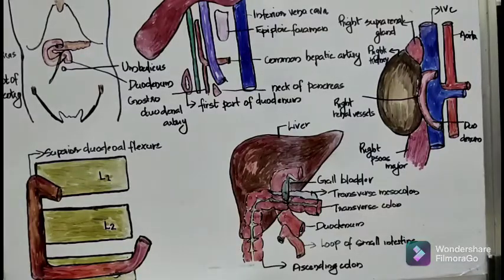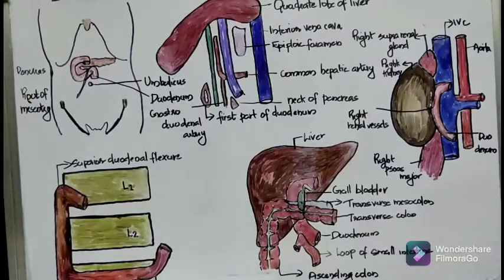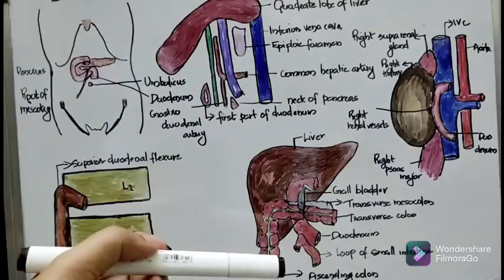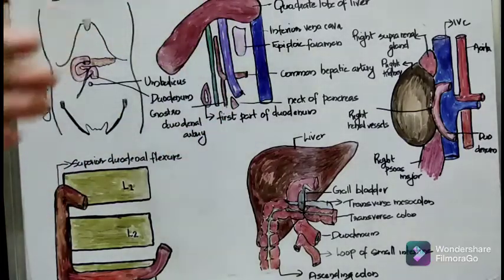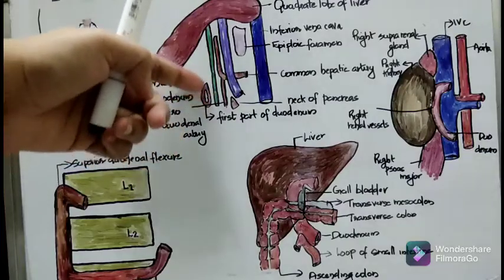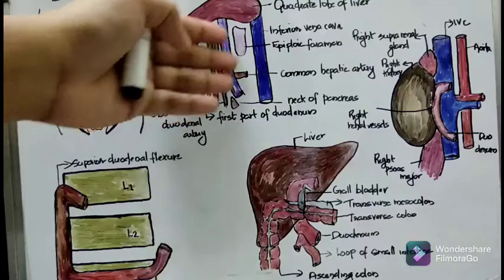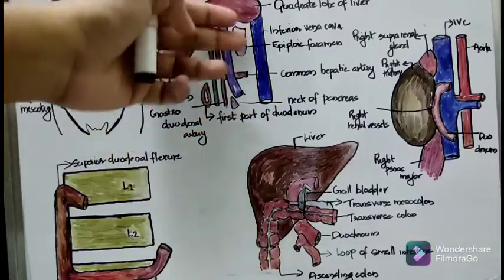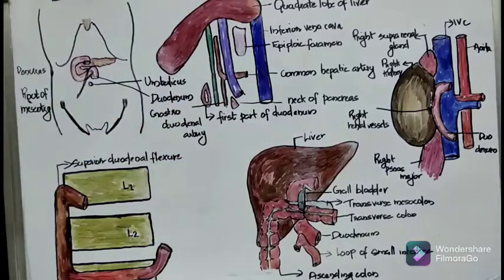Now we will discuss the visceral relations of the superior part of the duodenum. This is a sagittal section showing the side view. This is the anterior part, this is the lumen of the duodenum, this is the posterior part, and these are the superior and inferior relations.